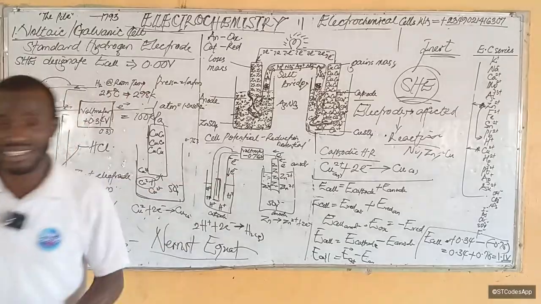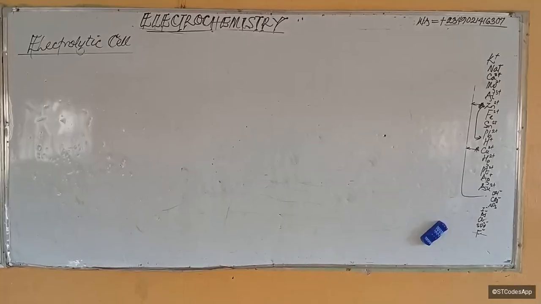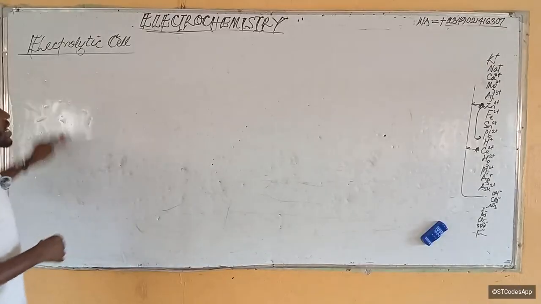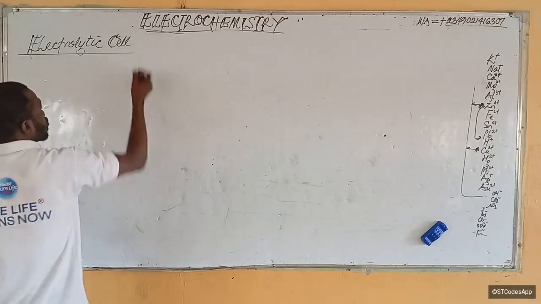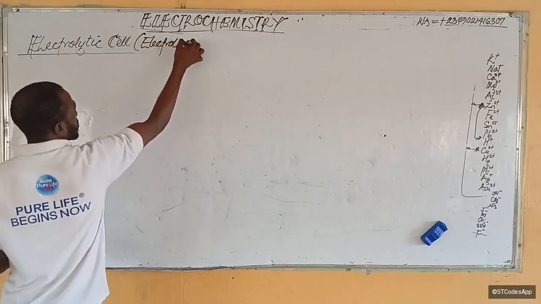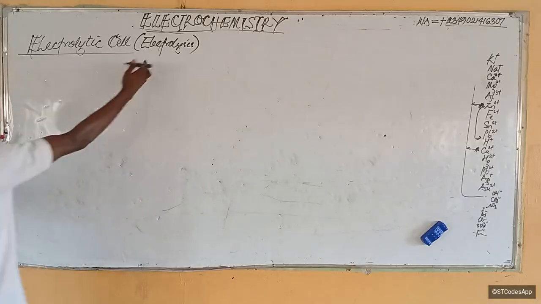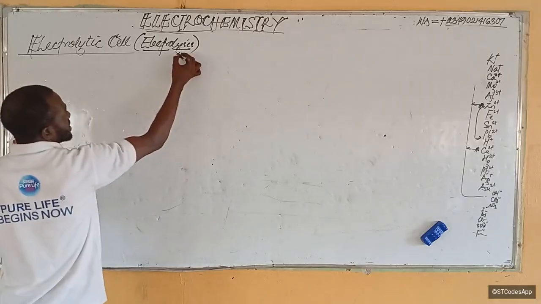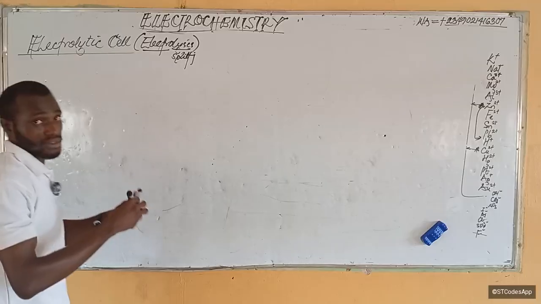And then let's go to the electrolytic cell. Now, let us begin the electrolytic cell. The electrolytic cell uses the process of electrolysis to operate. Now, what does electrolysis mean? It comes from two words: electro, meaning electricity, and lysis, meaning splitting. To split, it breaks apart, right?